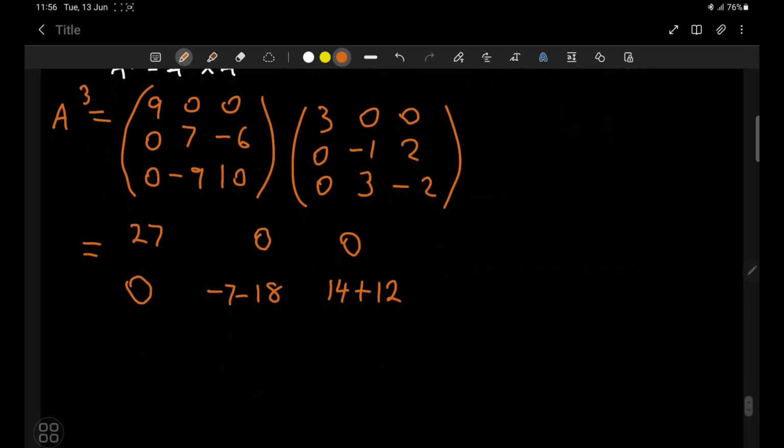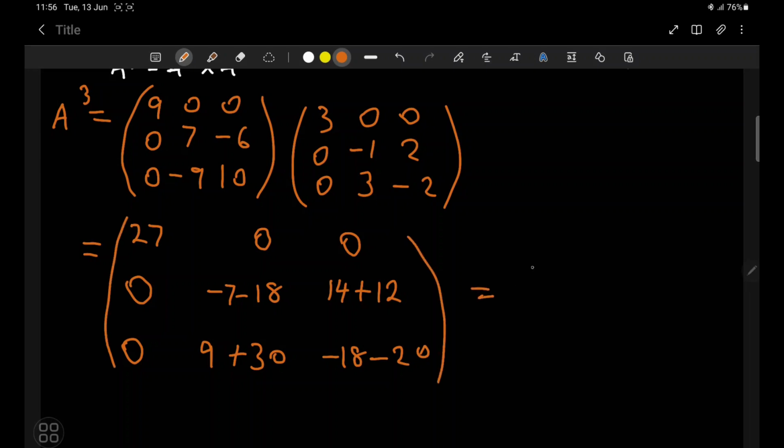So we go finally to the last row with all the columns. So 0 by 3, then the rest are zeros, so this is just 0. Then 0 by 0, that's 0. Negative 9 by negative 1, we have a positive 9. Then 10 by 3, that is 30. Then this row with the final column, so 0 by 0, then negative 9 by 2, we have a negative 18. Then 10 by negative 2, that is negative 20.